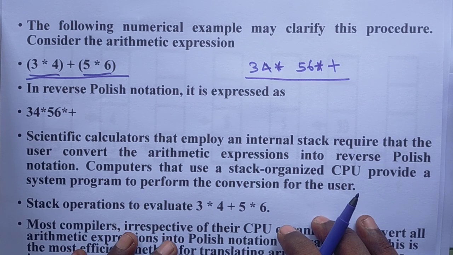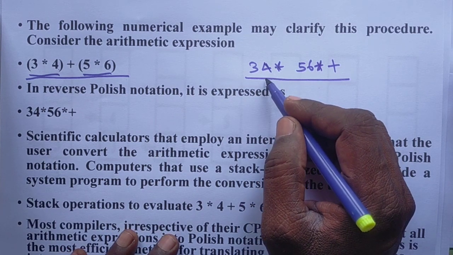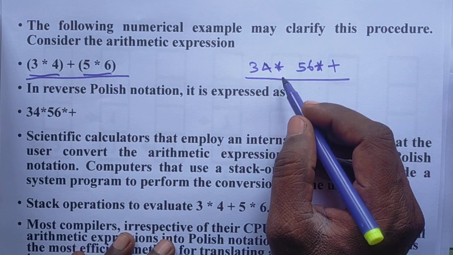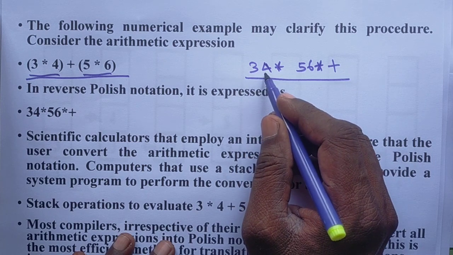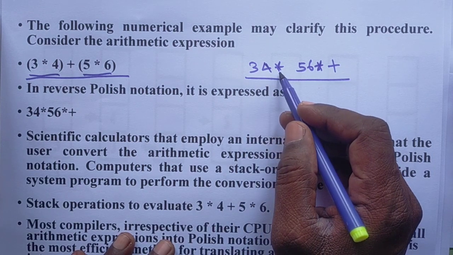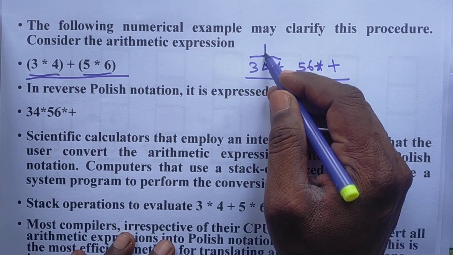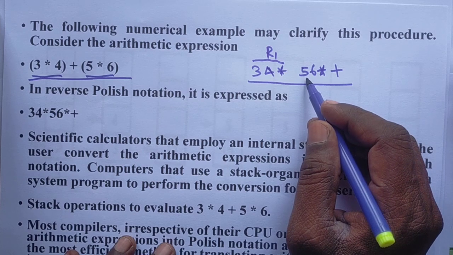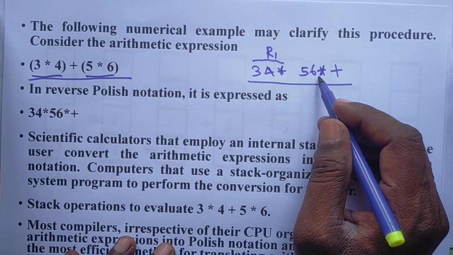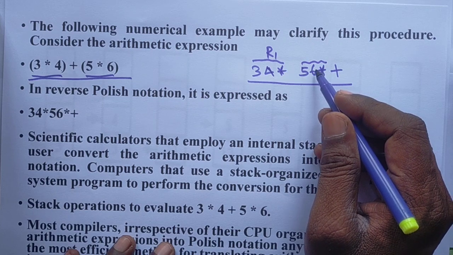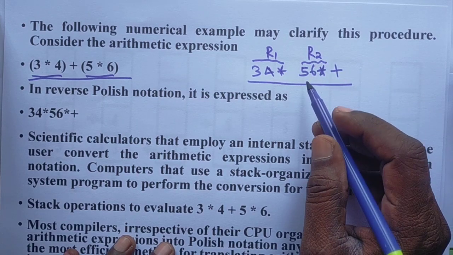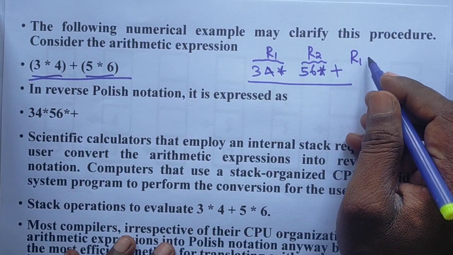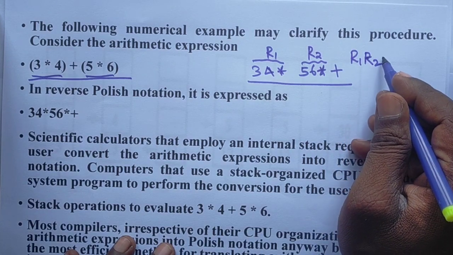And whenever you evaluate, first you evaluate this one. If you go through a scientific calculator or any other calculation, then evaluate this one. 3 4, and here a multiplication. So suppose the result is R1. Similarly, multiplication of 5 6, and here also multiplication, it is R2. Then what happens? R1 R2, and here is plus.